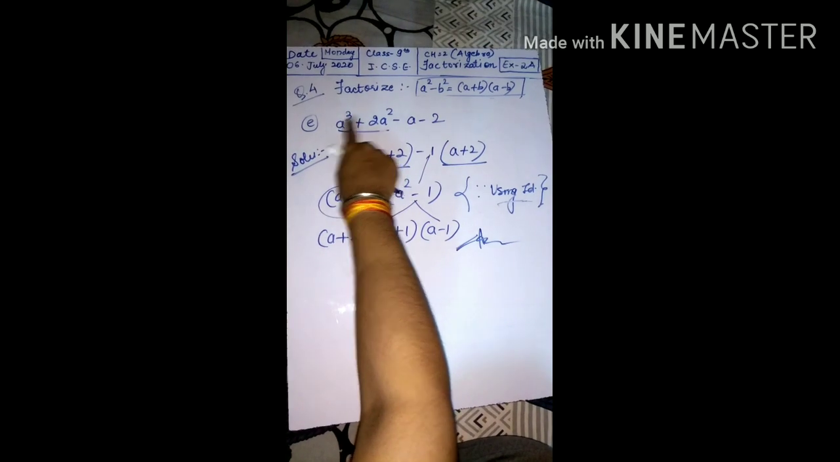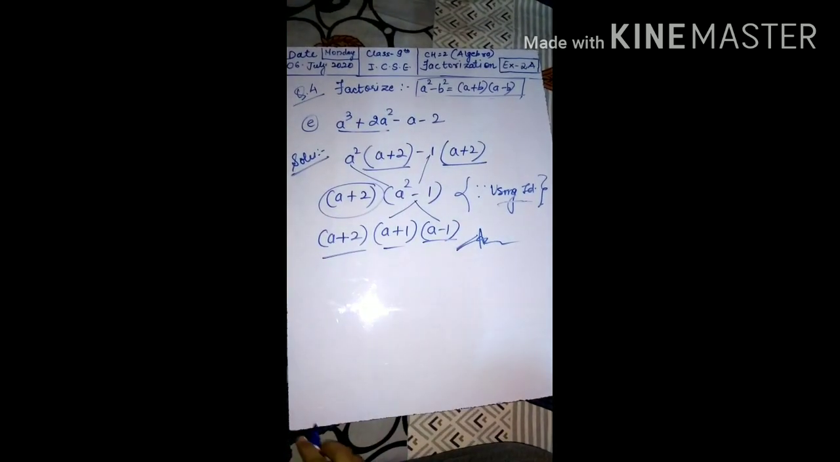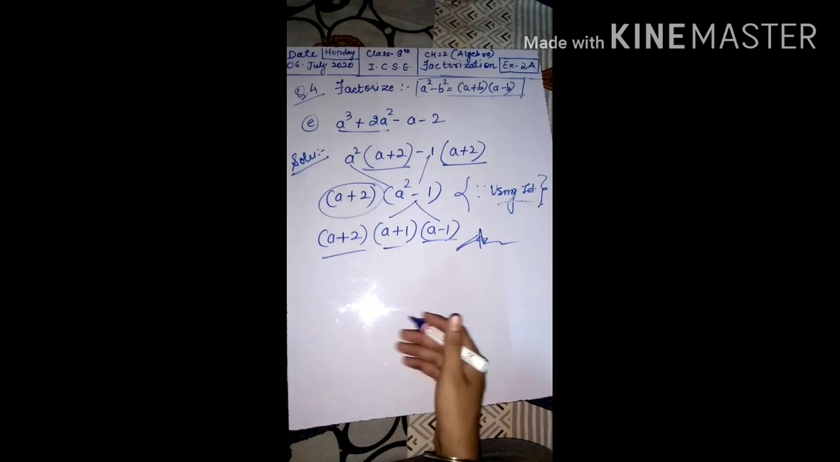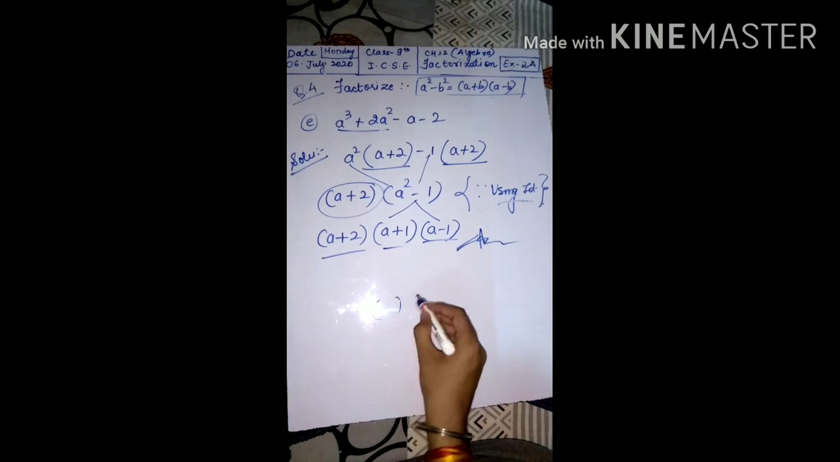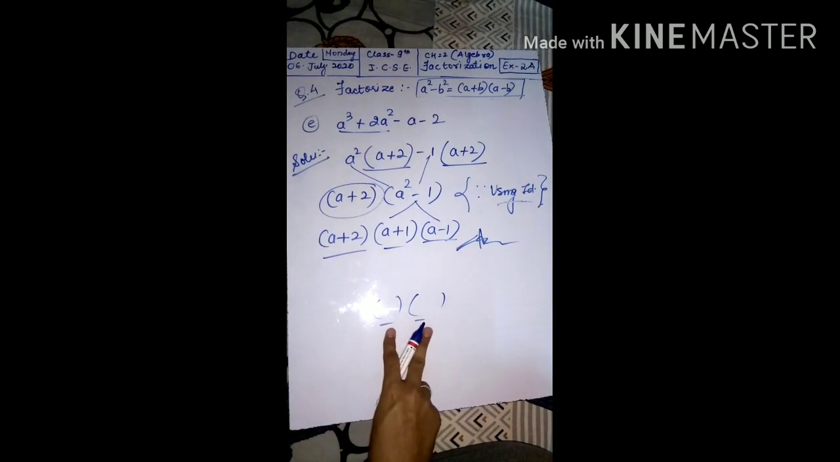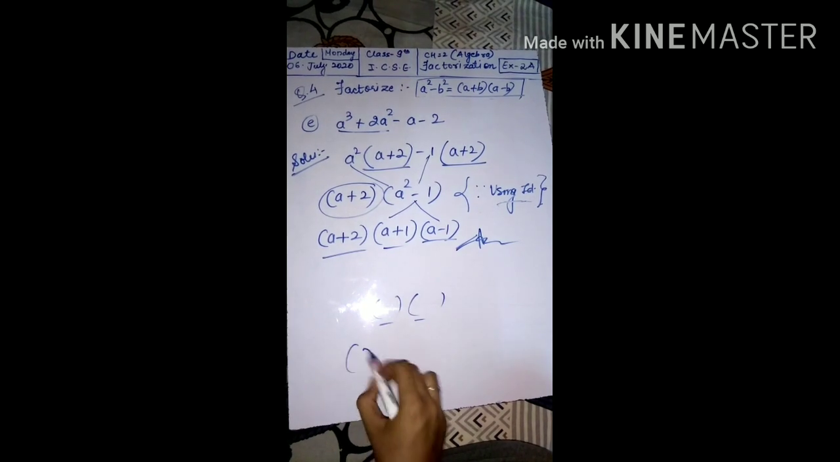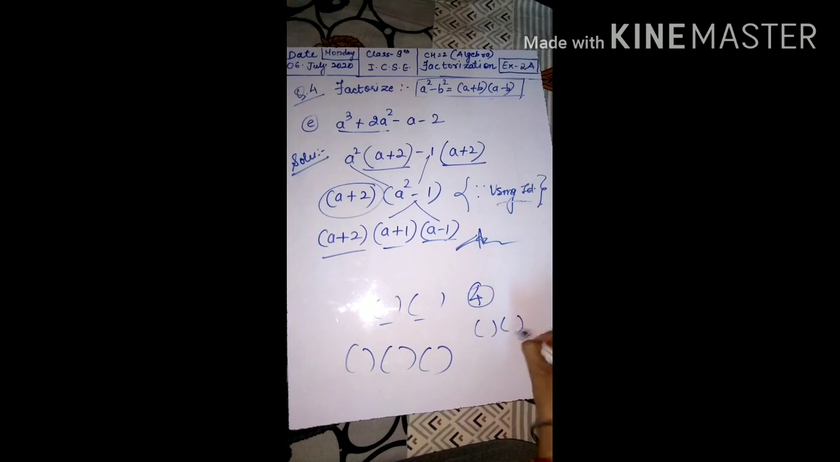See, the highest order, the degree, is 3, so you will get 3 brackets like this. You can check this in the previous questions. If you have the highest power 2, then you will get 2 brackets; that factorization will be in 2 brackets. If you have a third order equation, then you will get 3 brackets. If you have 4, then you will get 4 factors. So you have to remember this small thing.